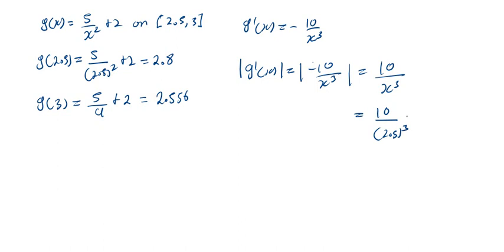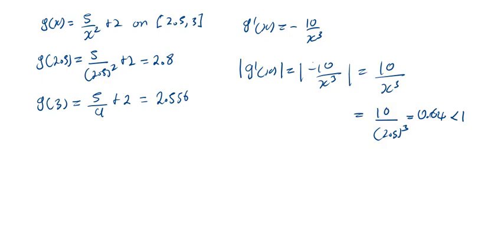2.5 to the power 3, I'm getting 0.64, which is obviously less than 1. And that's what we are trying to achieve here, because we mentioned we must ensure that the magnitude of the derivative is strictly less than 1 across the entire interval. So that's what we have gotten.